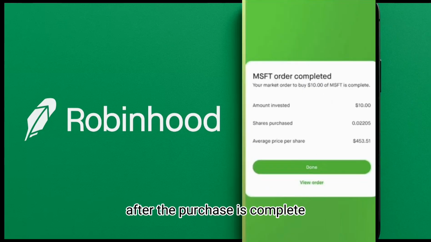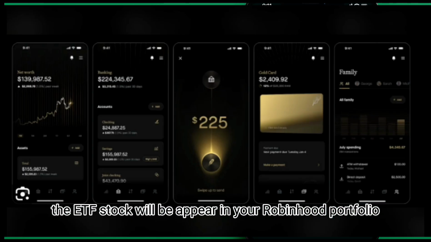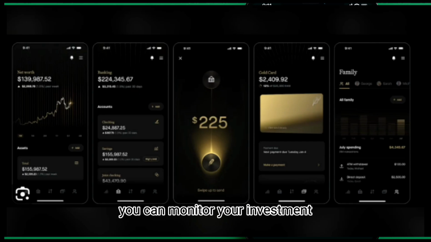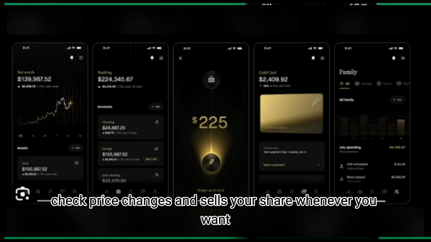After the purchase is complete, the ETF stock will appear in your Robinhood portfolio. You can monitor your investment, check price changes, and sell your share whenever you want.